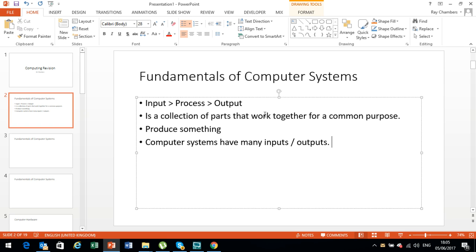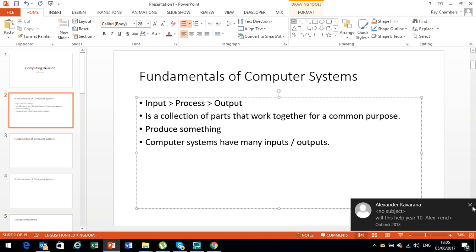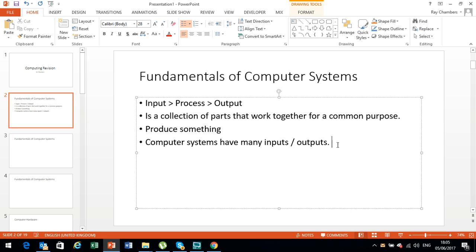Now, I will be coming on to computer hardware in a moment. If you are in year 10, parts of this will help you and you'll be able to watch it back, but this is for the year 11 exam that is happening on Wednesday.